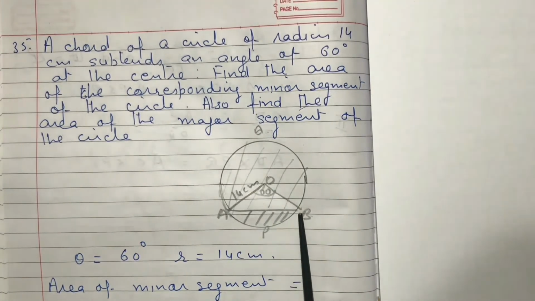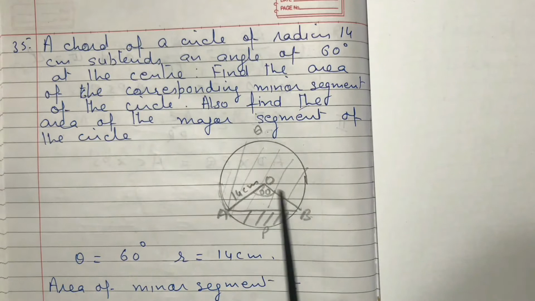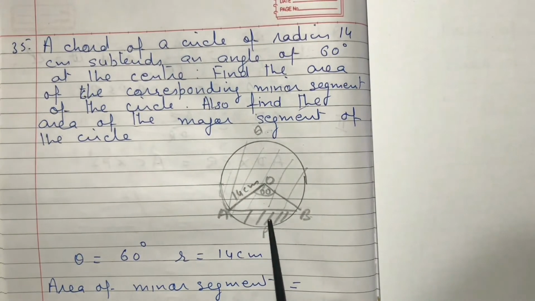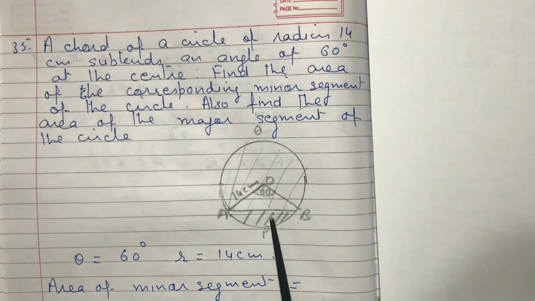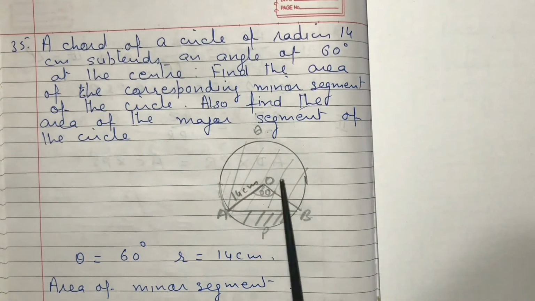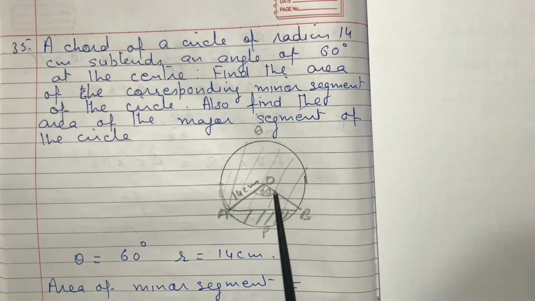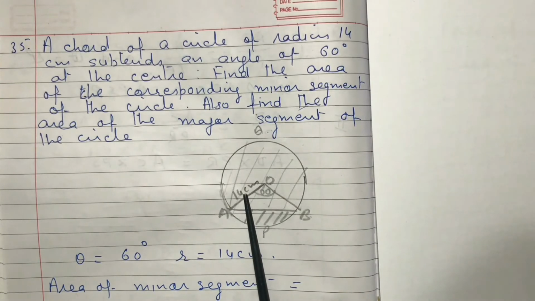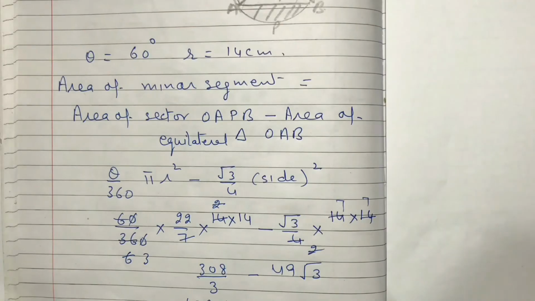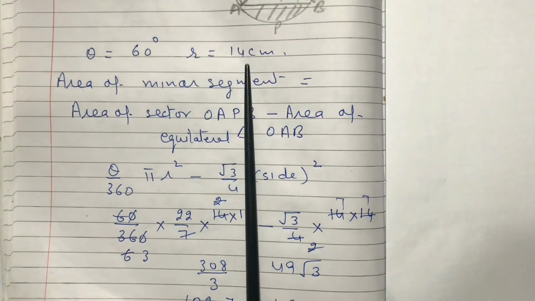Join OA and OB. It means if you subtract the area of this triangle from this sector, you will get the minor segment, and if you subtract the minor segment from the area of a circle, you get the area of the major segment. I think you all know about it. Now this angle is 60 degree, theta is 60 degree and r here is 14 centimeter.